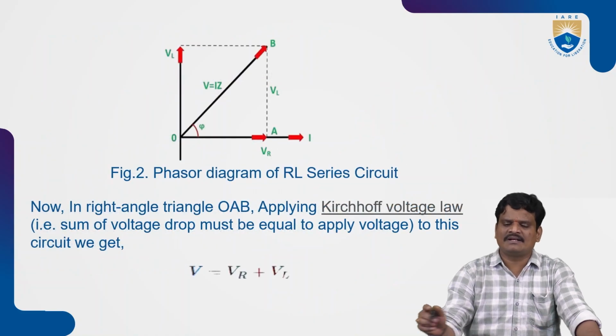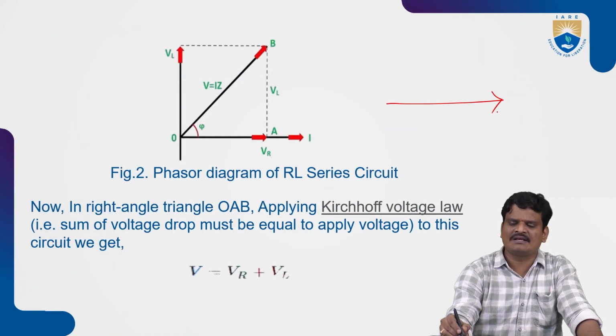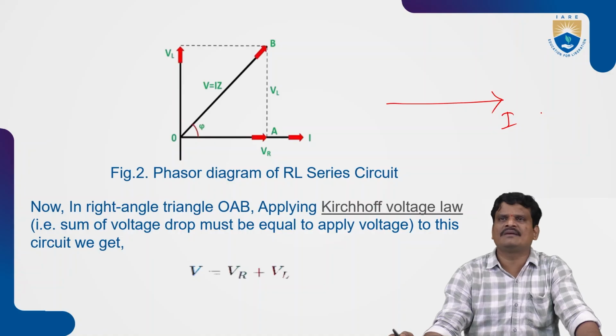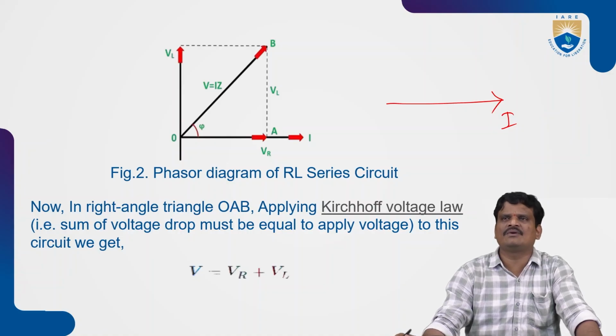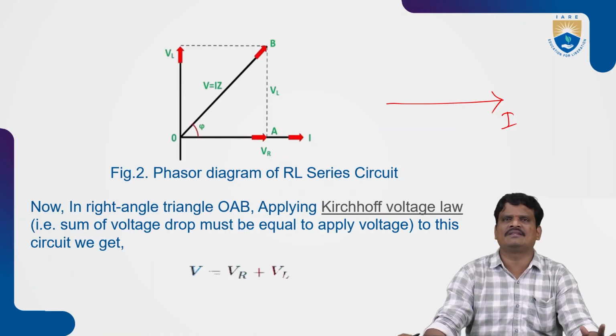So how to draw the phasor diagram? First, we need to take the current as reference. What is the reason I am taking current as reference? As it is a series circuit, the current flowing in the first element in a series circuit is equal to the current flowing in the last element.